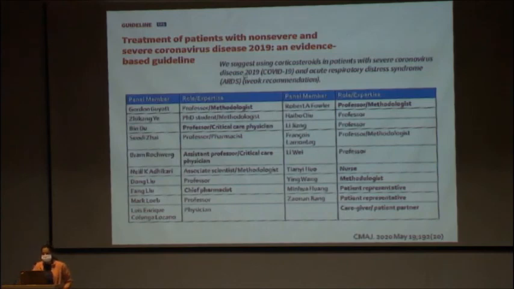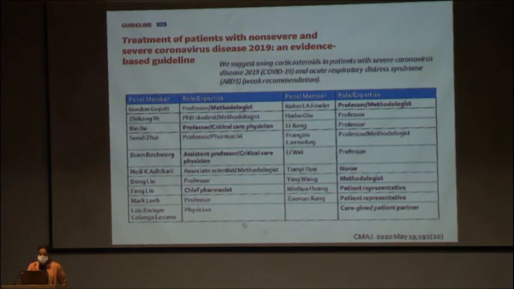And the guideline panel made a weak recommendation in favor of corticosteroids in severe COVID-19 and ARDS. It was weak because it was rated down. One, of course, for indirectness, because there were no trials in COVID-19. And second, for risk of bias, because there were mostly observational studies.